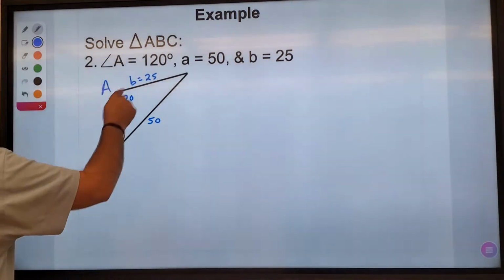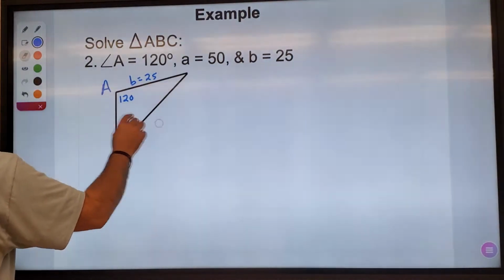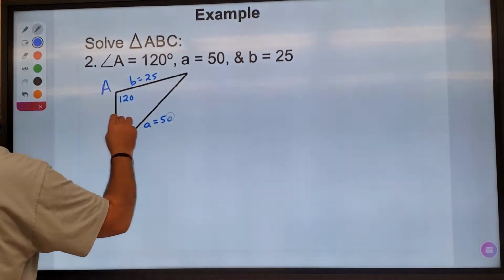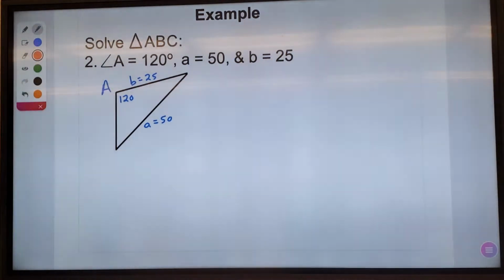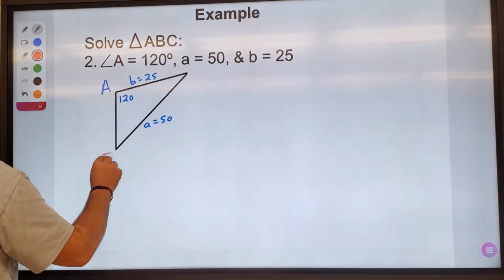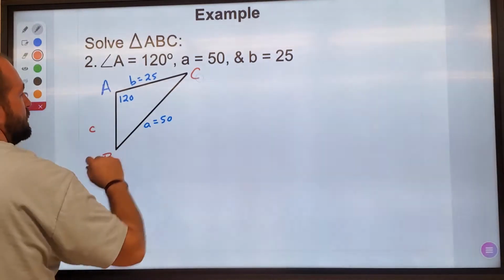You get to pick between these two; it doesn't matter which one you use. You put A here. Identifying the things that I'm missing: since this is side B, then angle B has to be here. Side C, I don't know, and angle C, I don't know.